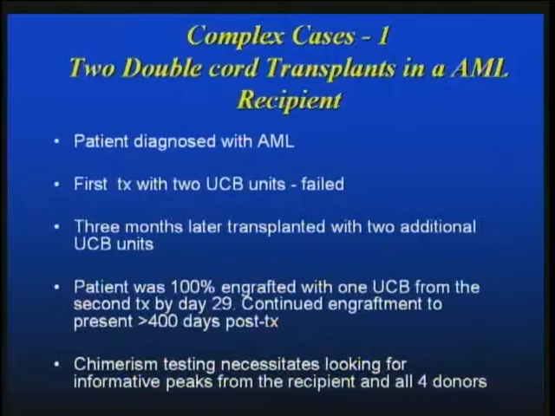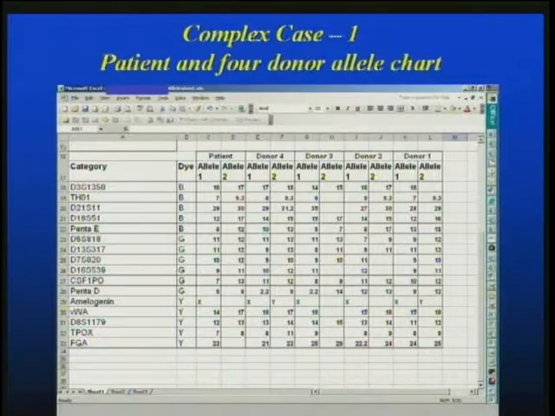And just to show you how hairy that can get, this is what the allelic calls for each of the five individuals involved in this particular case look like. So here you have the patient with all their allelic calls. You have all four donors with all of their allelic calls. And now we have to start looking for unique peaks, unique alleles that are not shared with anybody else. That should be informative, but now they have to be informative in five directions if you had a mix of everything. So if you're only looking for uniqueness at all, there's plenty that's unique.